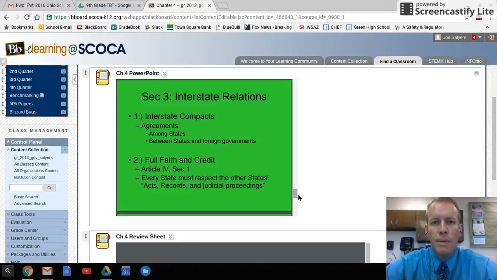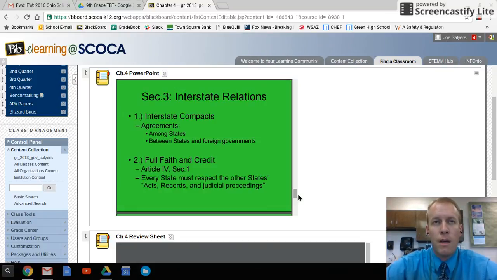A little bit about how the states interact and relate to one another. We have a few components to that. We've got the first, interstate compacts. This is like a treaty between states. It doesn't hold the force of a treaty because states are not allowed to make treaties with foreign nations. But they can enter into what is called a compact or a general agreement. And this can happen between states and foreign governments.